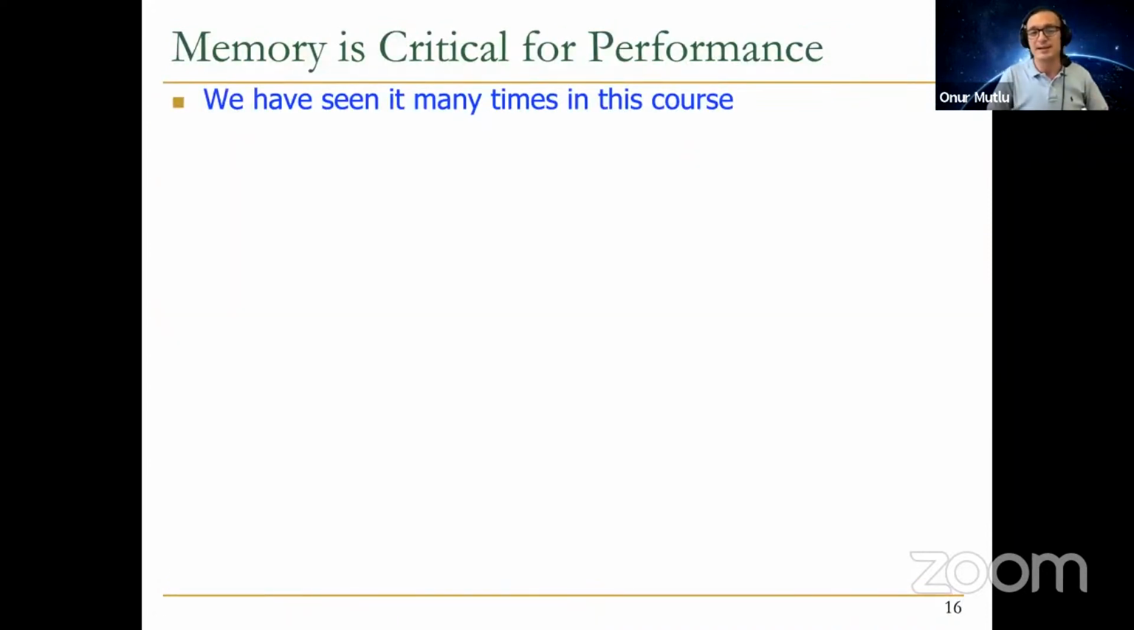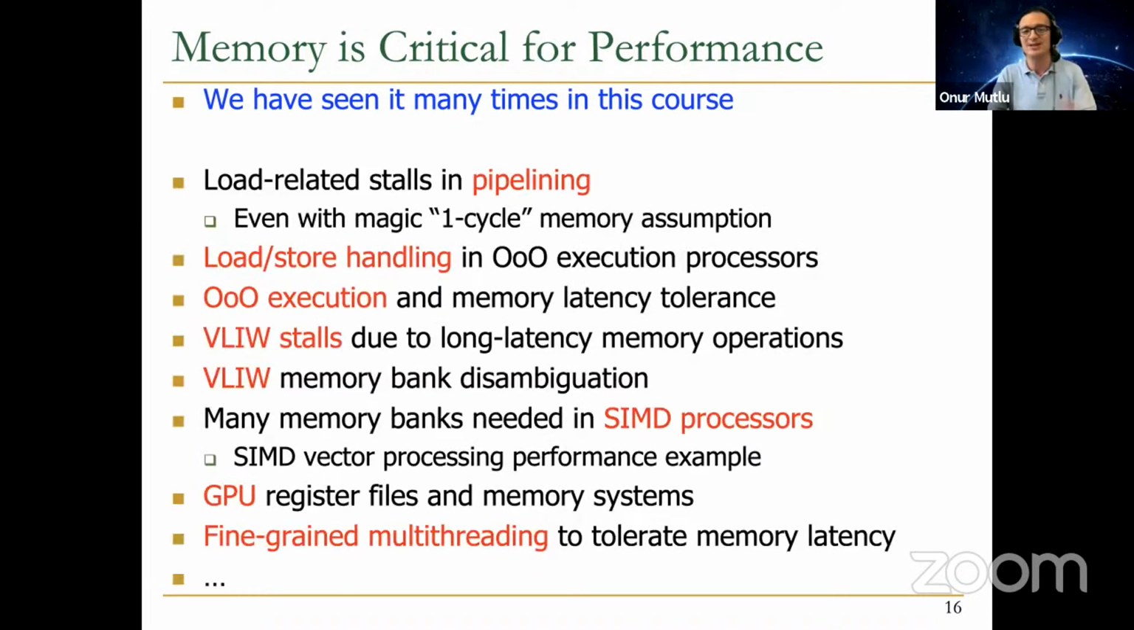Okay, memory is critical for performance, and we have seen it many times in this course. Just to remind you a little bit, even though we never really went in depth into memory, except for maybe register file design and flip-flop design, except for lecture 6, where we covered sequential logic, we did talk about memory. For example, we talked about load-related stalls and pipelining. We said that even with one cycle magic memory assumption, a dependent instruction that comes after a load has to stall. So you have a one cycle bubble, right? Because memory access happens a little bit later, right?